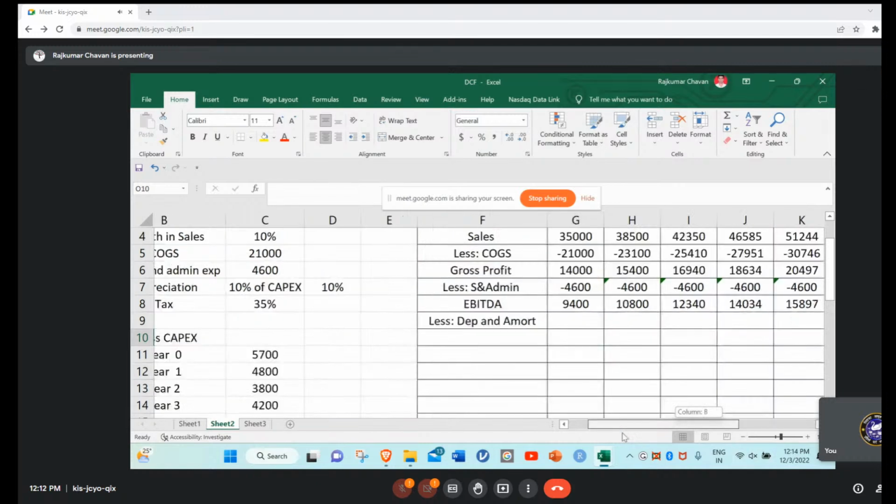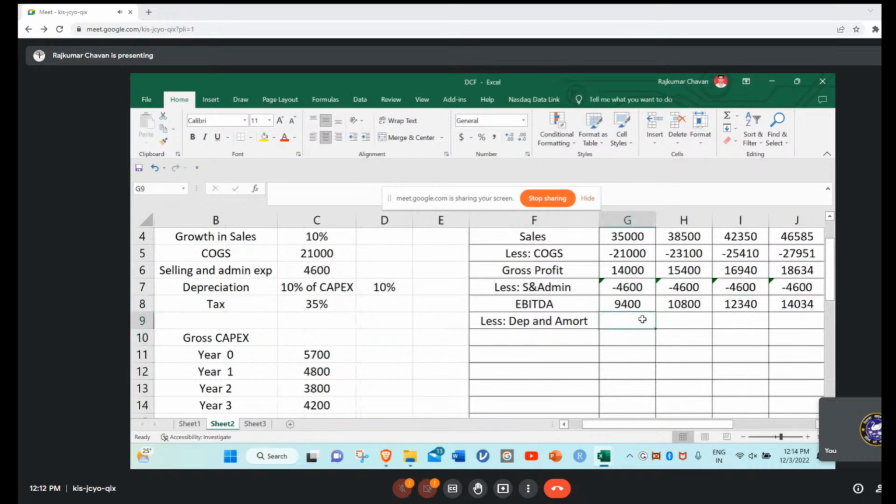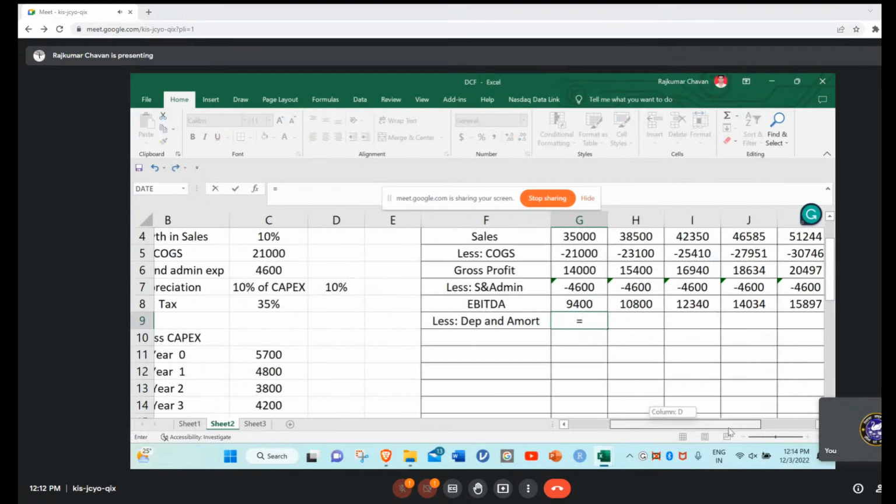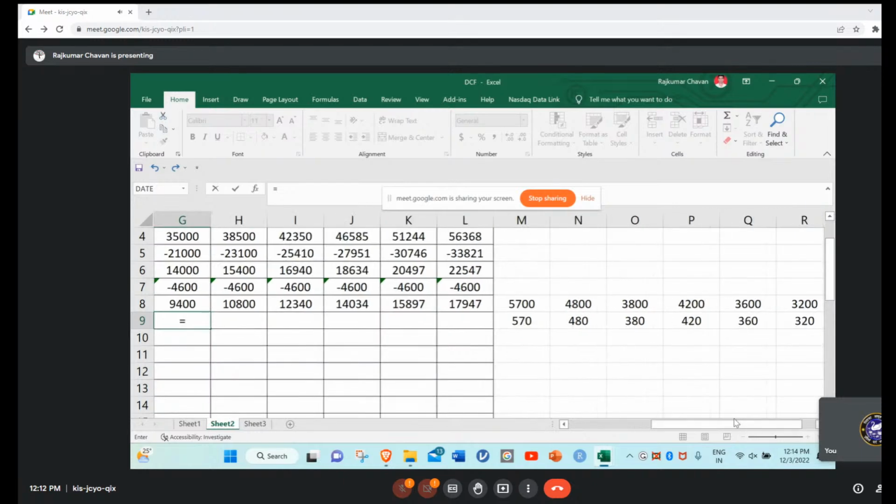Now, what should we do? This depreciation I want here, right? That is nothing but where depreciation and amortization. There, how to bring? Type first is equal to. Now tell me, first year depreciation is how much? 570. So first you should click on 570. Just click here, enter. Did it come?